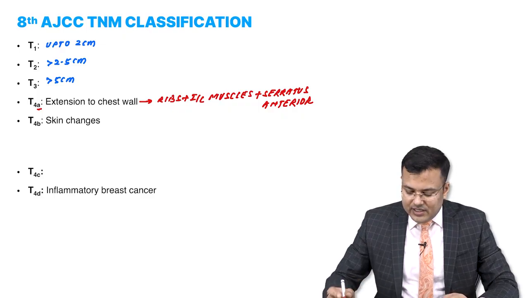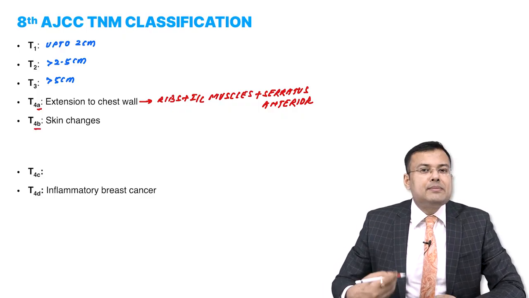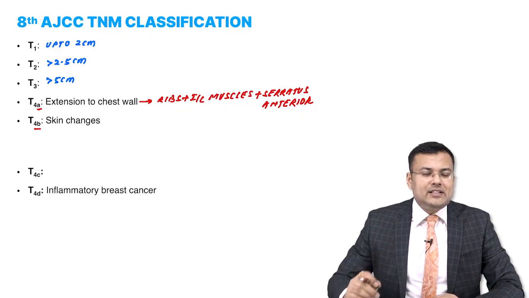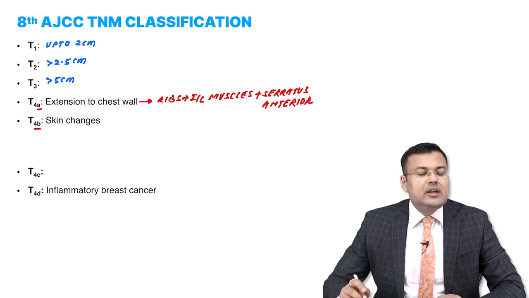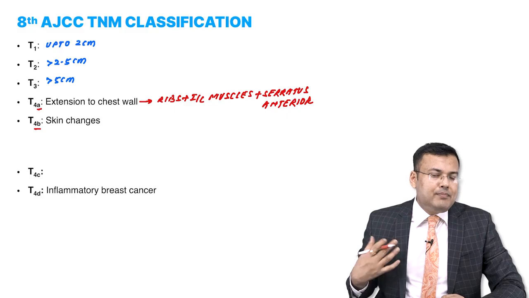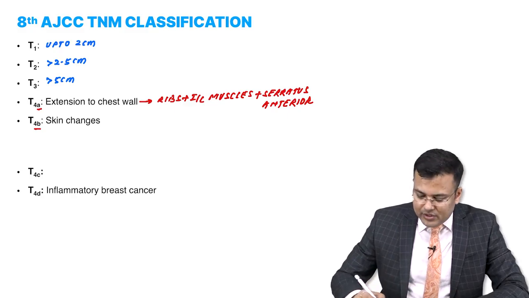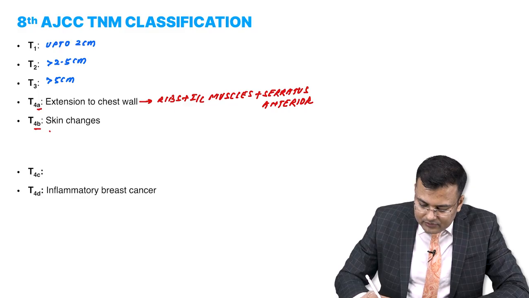Next, skin changes in T4B. T4B, B means bahar, outside the breast. So skin changes. What are those changes? Ulceration, edema including peau d'orange, and satellite nodules. So here what do we include? Ulceration.